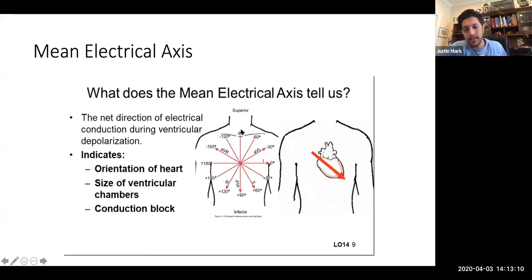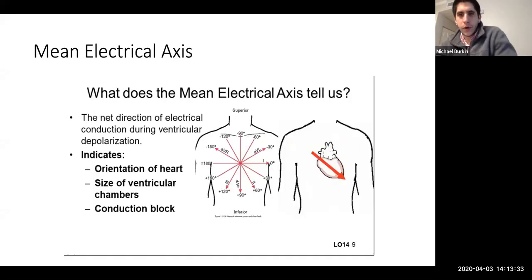Because she didn't really spend too much time on this, I'm not going to spend too much time on this, but it's there. This is what I'm really emphasizing right here. If we assume that the electrical activity is moving down into the lower left area of the heart, then all of the other leads that I just described should start to make more sense. Okay?